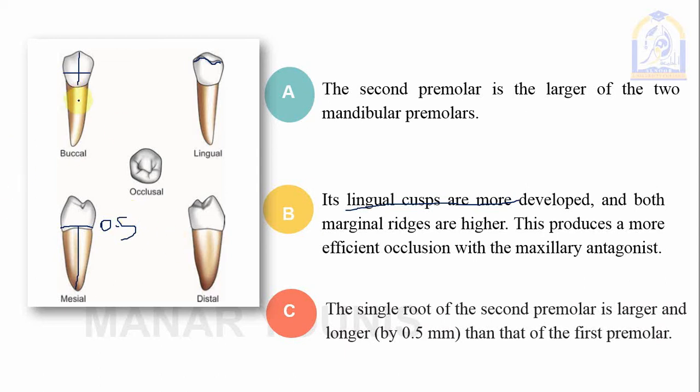Also, it's characterized by having a single root, which is larger and longer by 0.5 millimeters than that of the first premolar. Usually, the mandibular second premolar is the least premolar to be found with two roots or two canals. In most of the cases, it's almost always found with a single root and single canal.